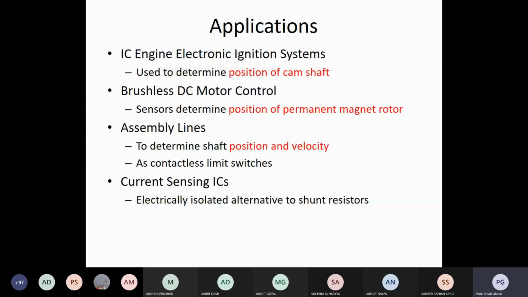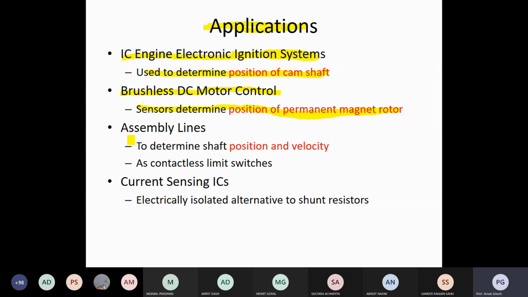Here you can see some applications of Hall effect sensors, where we observe them. In the IC engine, electronic ignition systems use them to determine the position of the crankshaft. In brushless DC motor control, the sensor determines the position of the permanent magnet rotor. BLDC motors are commonly used in electric vehicles, two-wheelers, three-wheelers, four-wheelers. It is a special type of motor.